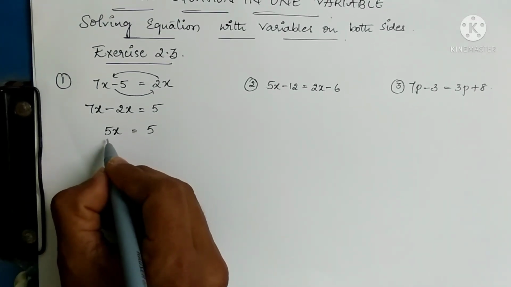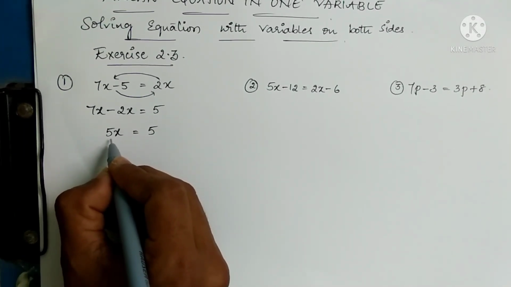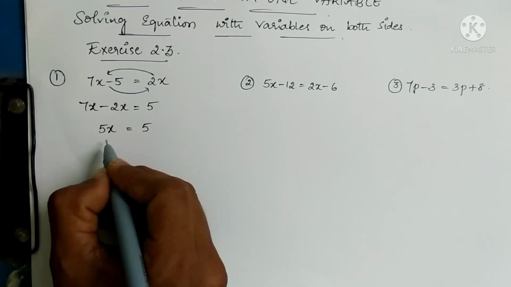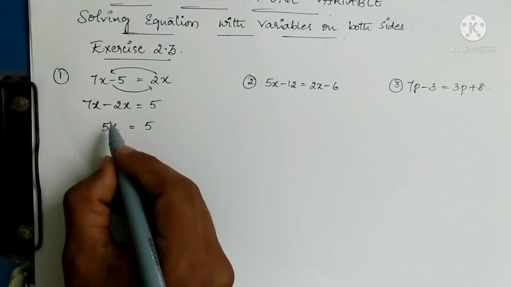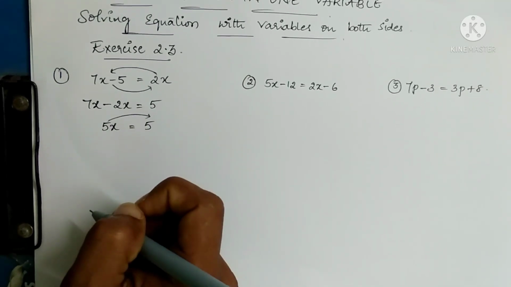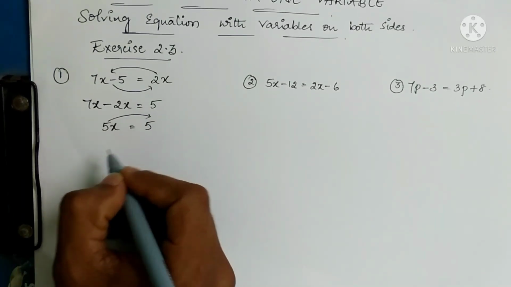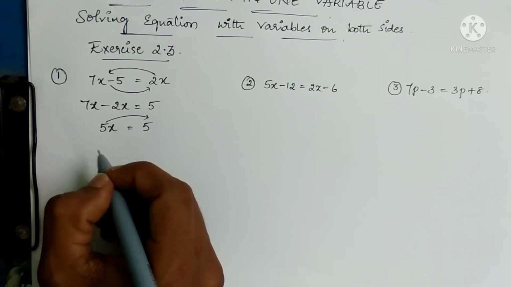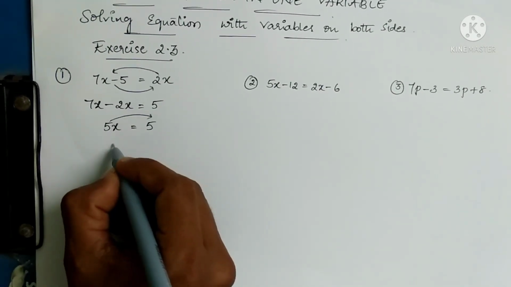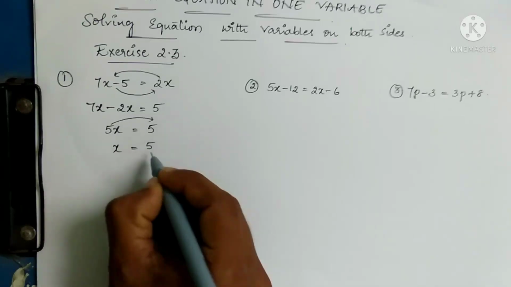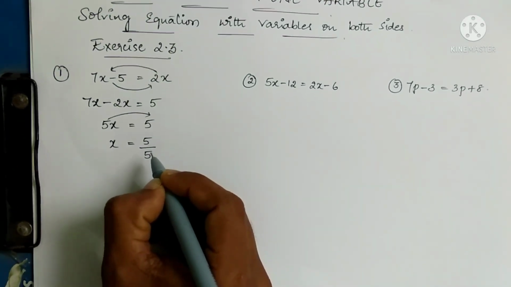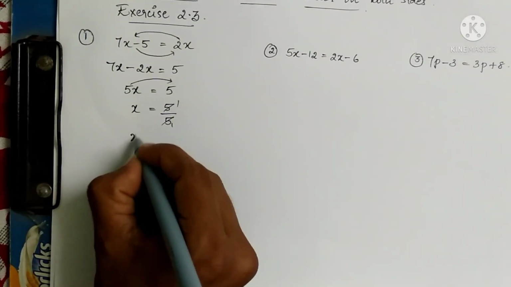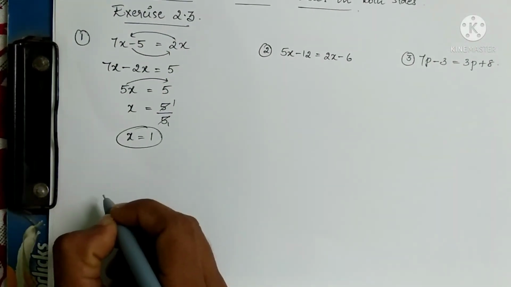Now you can see in the LHS the product of 5 into x. 5 into x is a multiplication. As we know, if I transpose multiplication to RHS, it becomes a division. So we have to transpose the constant term 5, which is multiplied with x. If I transpose 5 to RHS, it becomes a division, that is 5 divided by 5. 5 ones are 5. So what is the value of x? x is equal to 1.